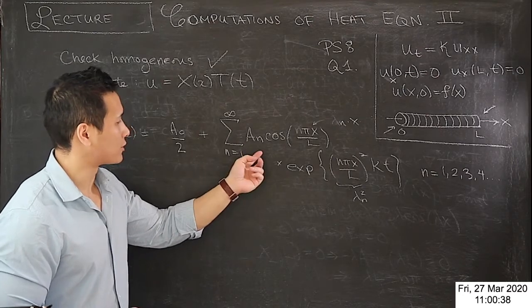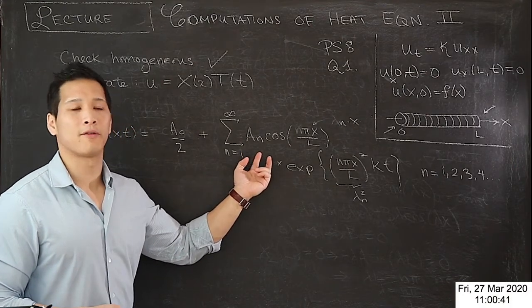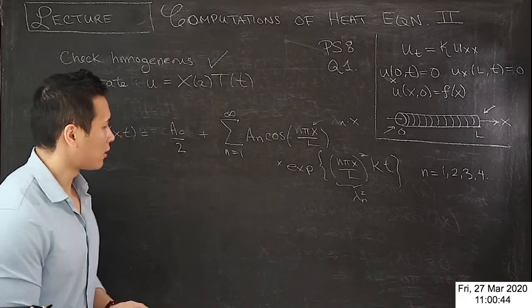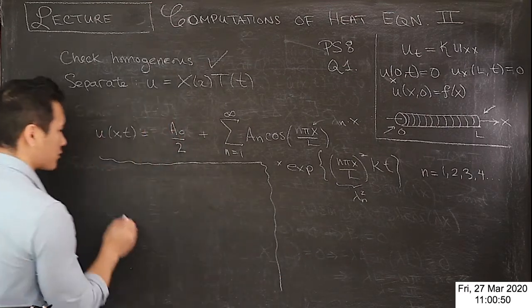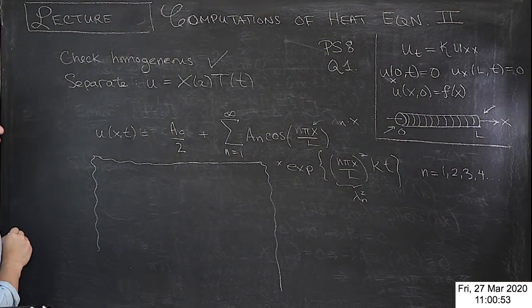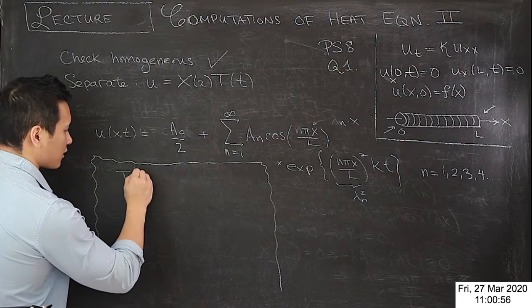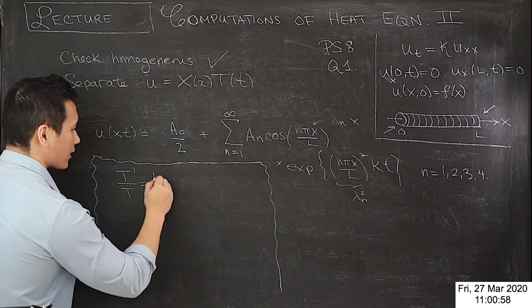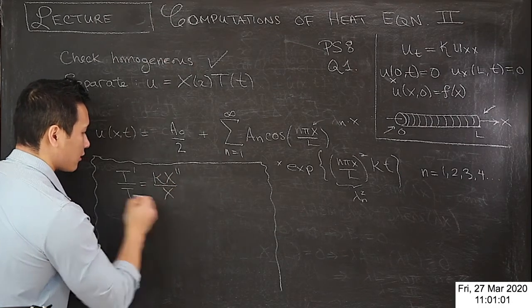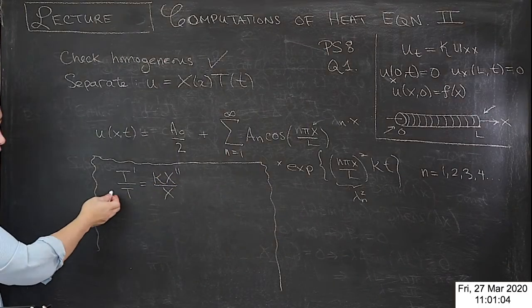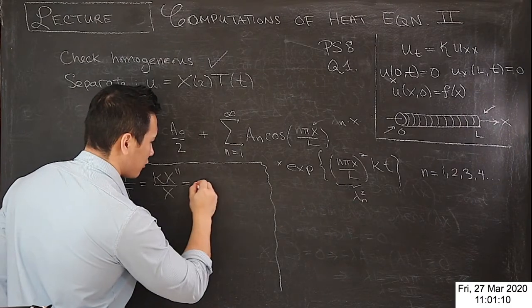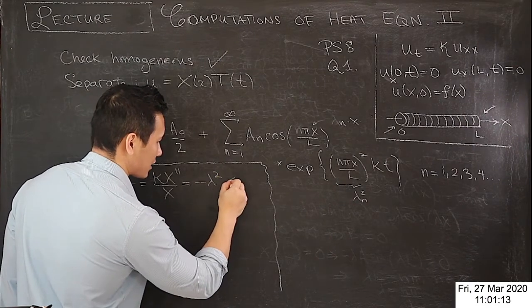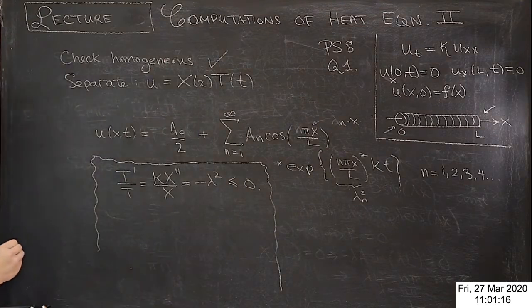I want to say a quick word about what would have happened if we didn't move the kappa over to the other side. The answer is that it's not going to change the final answer. The question, I think, was, suppose that when I did my separation, I had a kappa xx over x here, and I didn't move that kappa to the left-hand side, I kept it on the right-hand side. Well, then you're going to let that be minus lambda squared, let's just do the less than or equal to 0 case together. And then you go ahead and solve those ODEs.